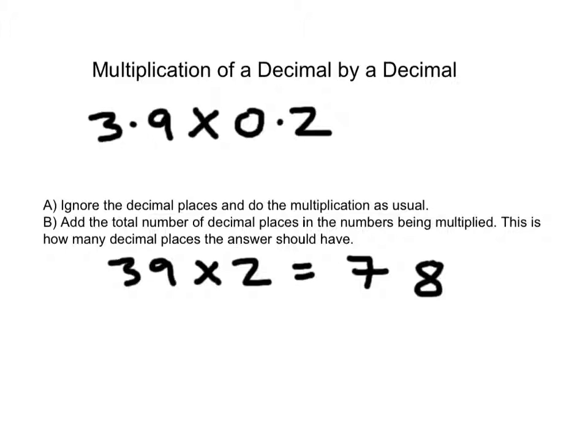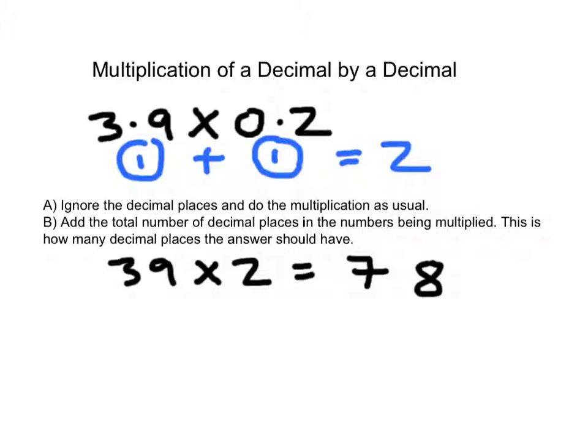And then what I do is add up the total number of decimal places in the numbers being multiplied. So you can see, for example, that this number has one decimal place after the decimal point, and this number has one decimal place after the decimal point. If we add these together, then we get a total of 2 decimal places, and that is how many decimal places the answer will have.